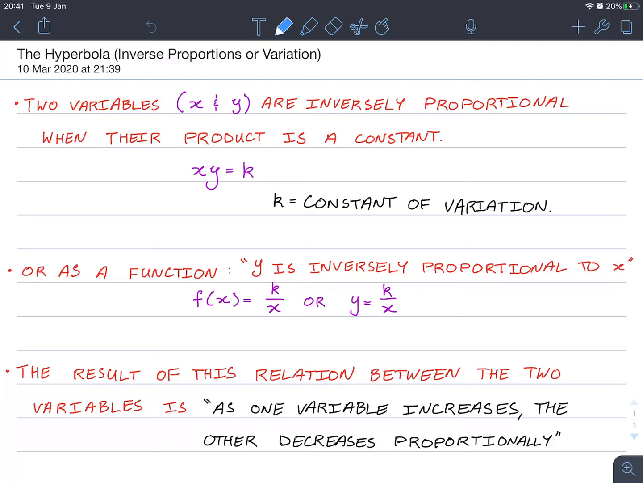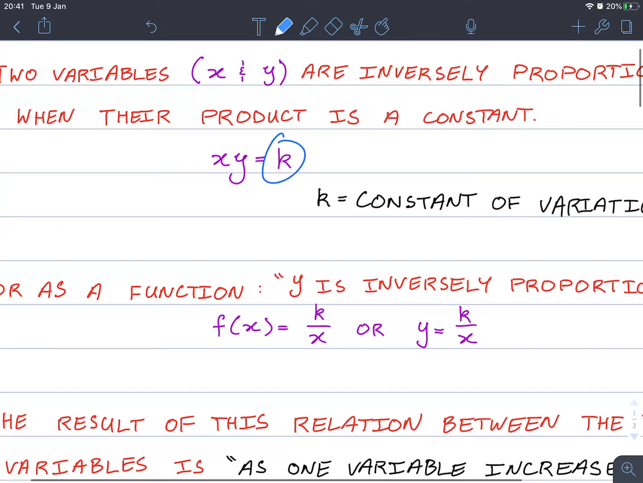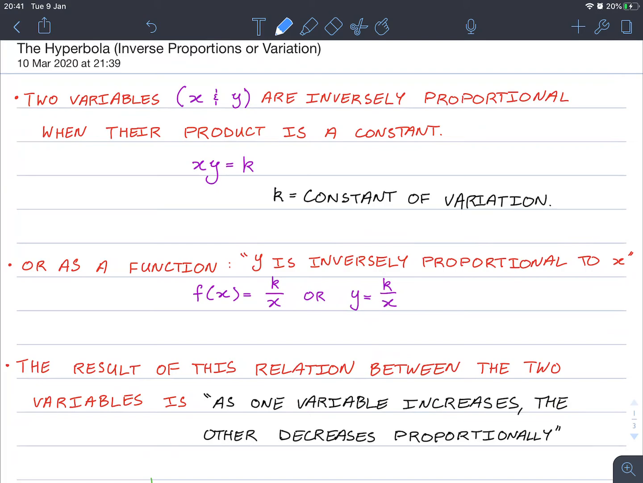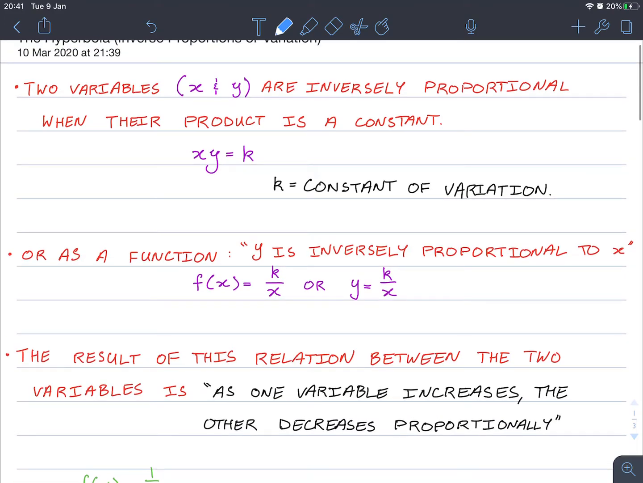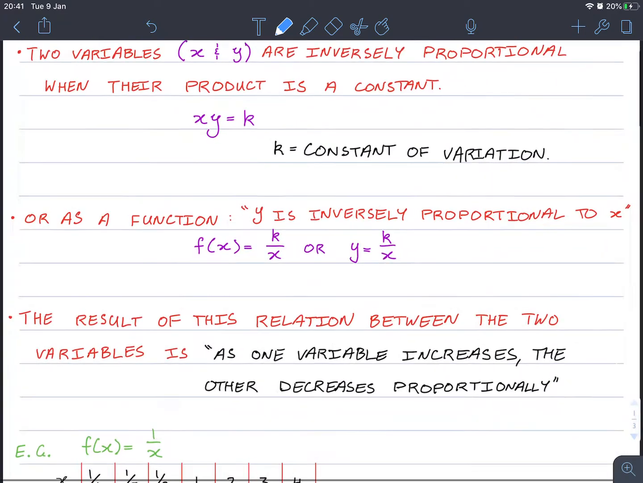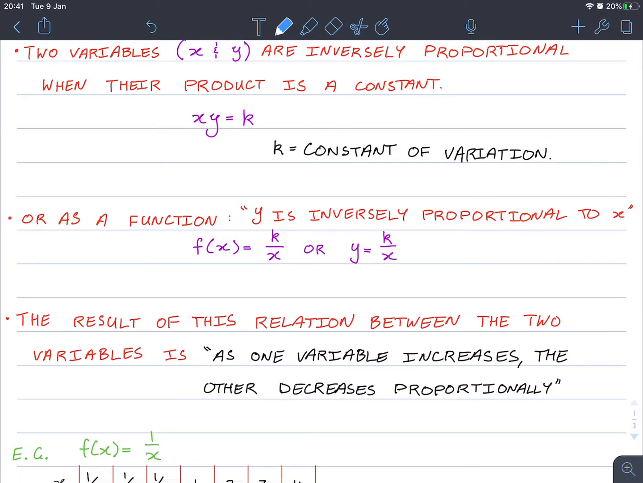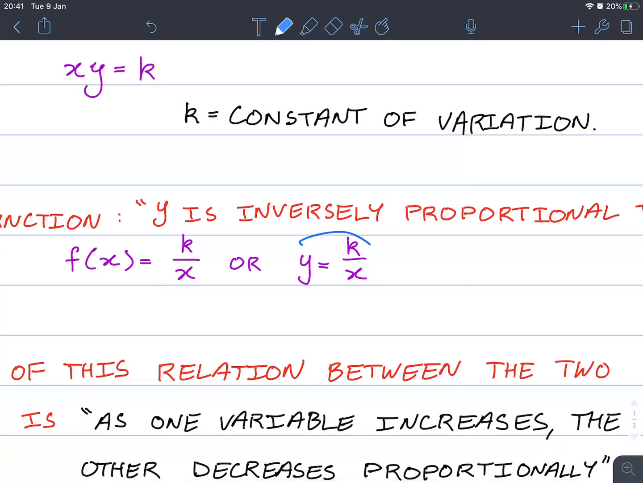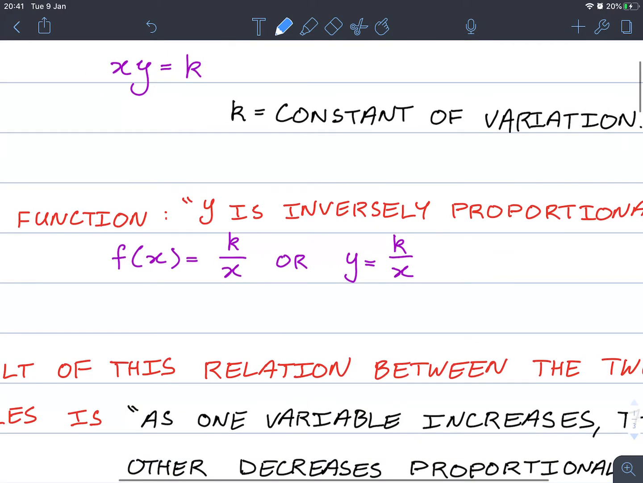So for our two variables x and y, if we multiply them and it gives us the same constant every time, they are inversely proportional. Or as a function, we can say y is inversely proportional to x. If we have this scenario, we can say y is equal to k over x, or as a function, f of x equals k on x.